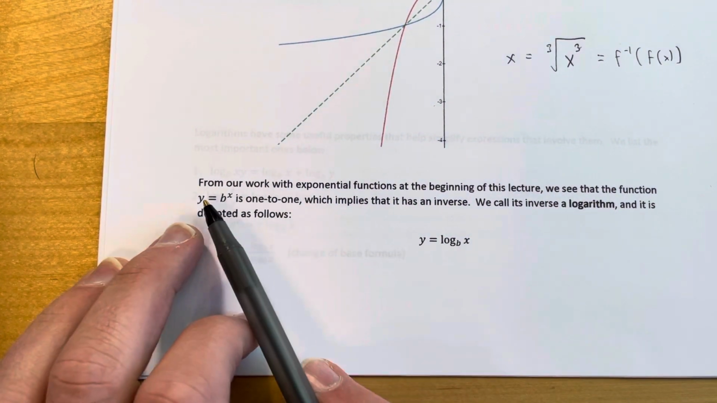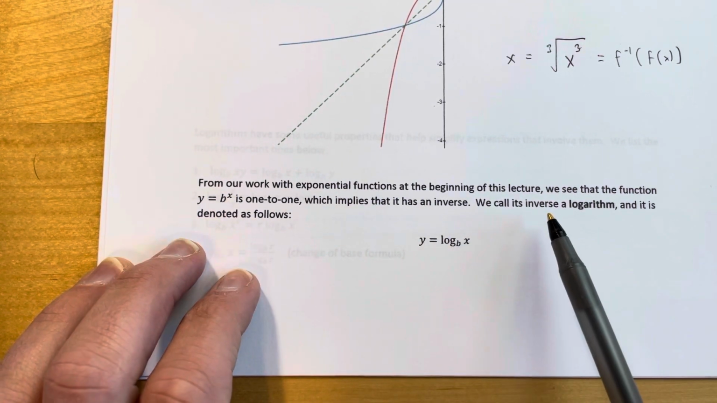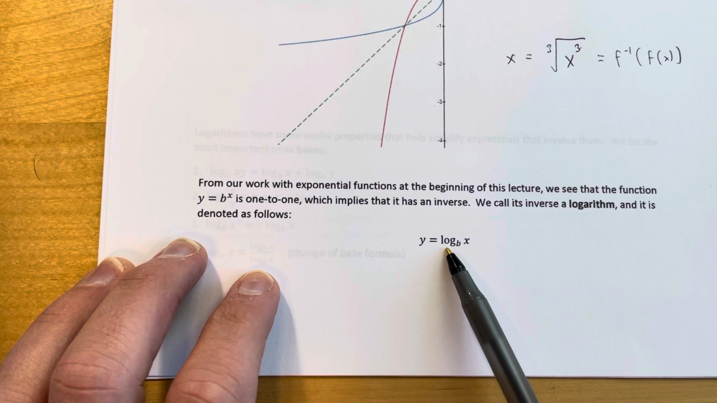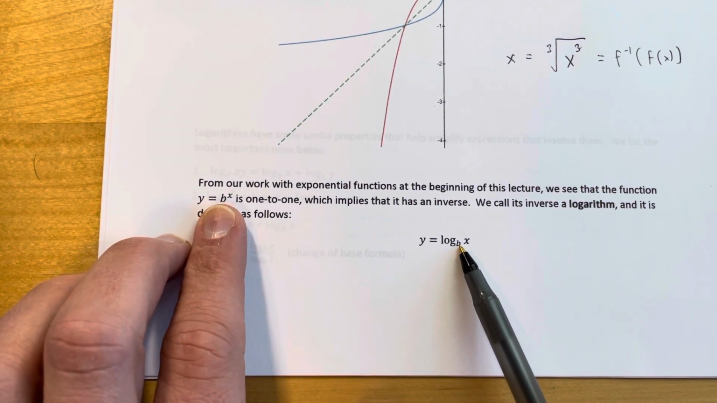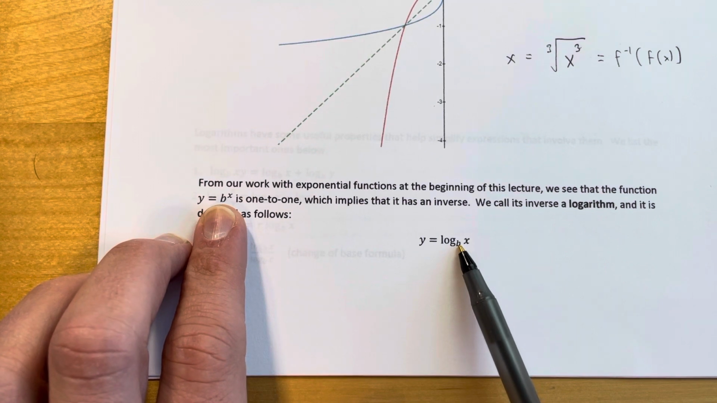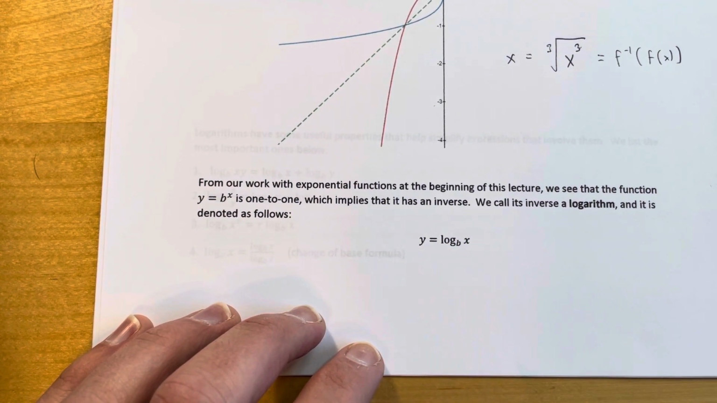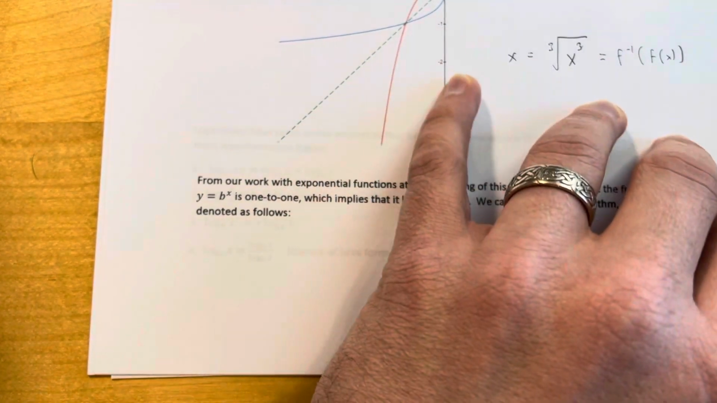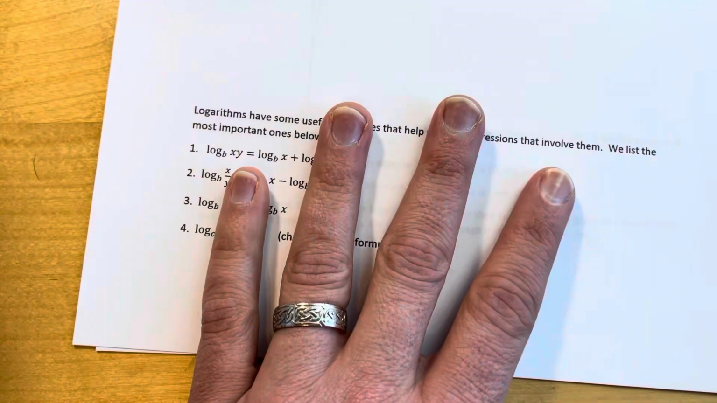Specifically, if we have a function y equals b to the x, then the inverse of that is called the logarithm with the base b of x. Notice the base here is the same as the one used here. Okay? Usually we just read this as log base b of x. Okay? So, a little bit of terminology to talk about.